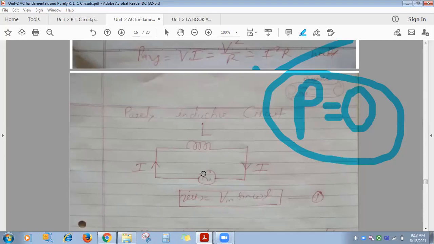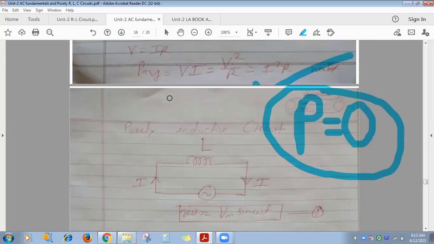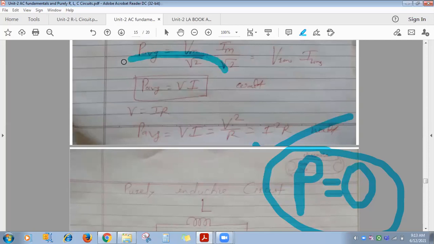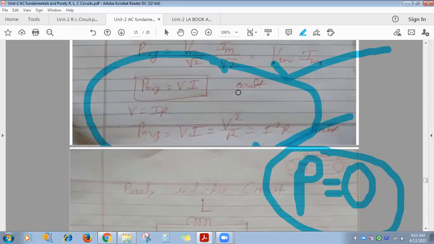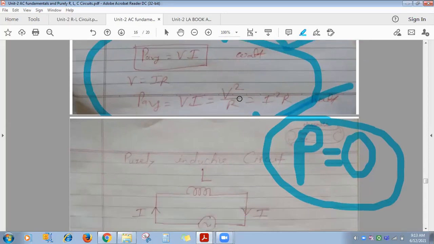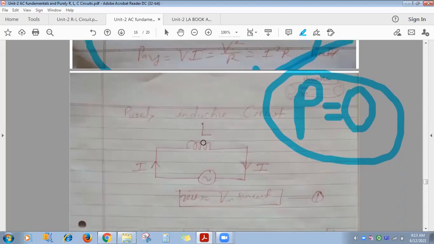Now what happens in case of an inductor and capacitor then? Only a resistive type of load consumes power. We derived for resistance, if you remember, P is equal to VI, I square R, V square by R. Only a resistive type of load consumes power. Inductive and capacitive loads do not consume any power. Then what happens with such a load, inductor or capacitor? For an inductor, when the current is increasing, power flows from source to load.